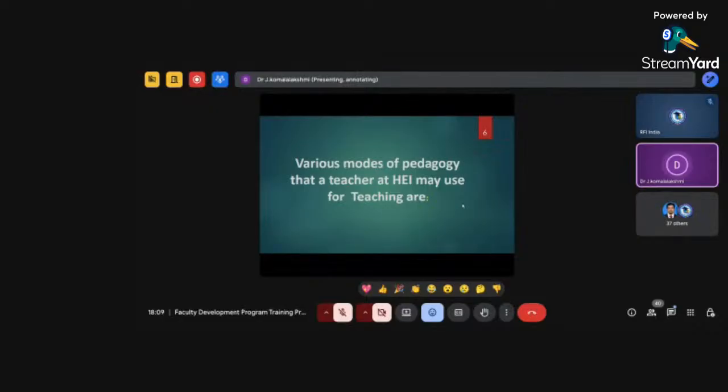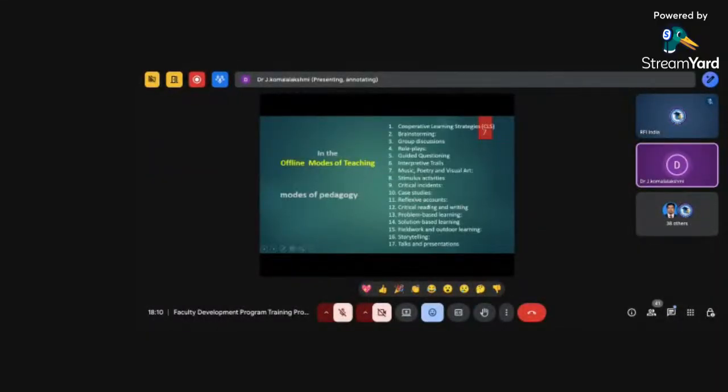Now, in higher education, what are all the modes of pedagogy we are using? Pedagogy is not only for school education; in higher education also we follow it. These are the modes of pedagogy we use in our classrooms: cooperative learning strategies, group discussions, role plays, guided questioning, interpretive trials, music, art, stimulus activities, case studies, reflexive accounts, problem-based learning, solution-based learning, storytelling, talk and presentation. So these are all modes of pedagogy available in the teaching mode.